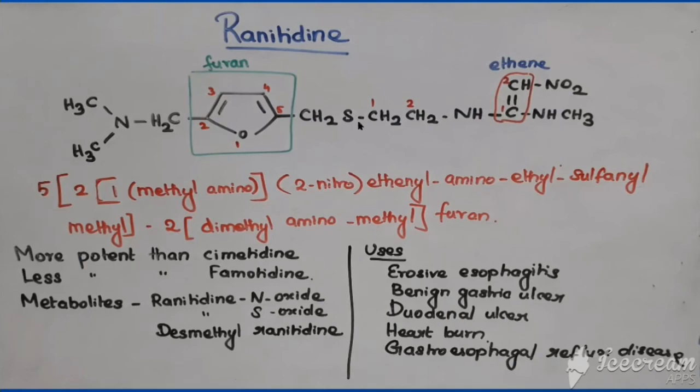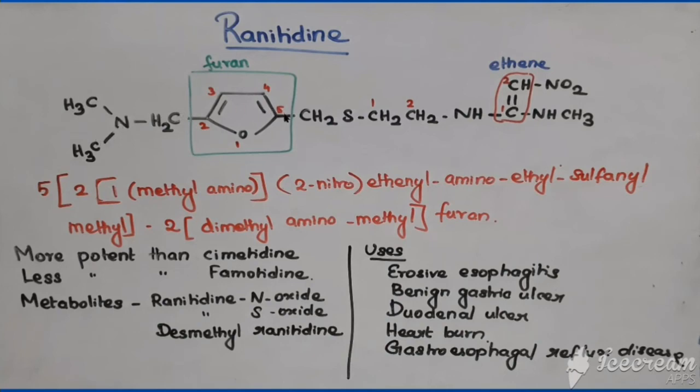methyl group, and that one is connected with sulfur, and that is connected to ethyl, and that one is connected to amino group, and that is connected with ethene, and the first carbon of ethene is connected with methyl amino group, and second carbon is connected with nitro group. So what are all there? First it is having furan, and in second position it is having NN dimethyl amino group.